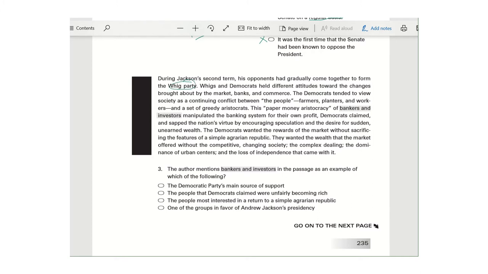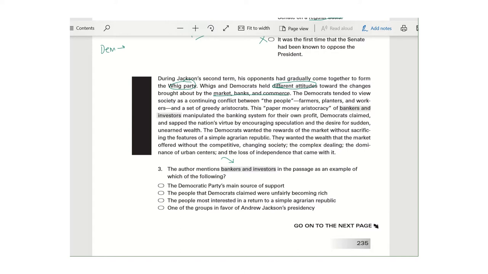Okay, now this thing comes into play. And held different attitudes. So they had different attitudes towards the change brought about by the market, banks and commerce. So these three entities are there, market, banks and commerce. So what Democrats are saying now? So Democrats, I'll say Democrats tended to view society. Let me look at the question instead of reading it. Author mentions bankers and investors in the passage, an example of which of the following? So let me now read it first. Bankers and investors are the examples of what? Toward the changes of about markets, banks and others.